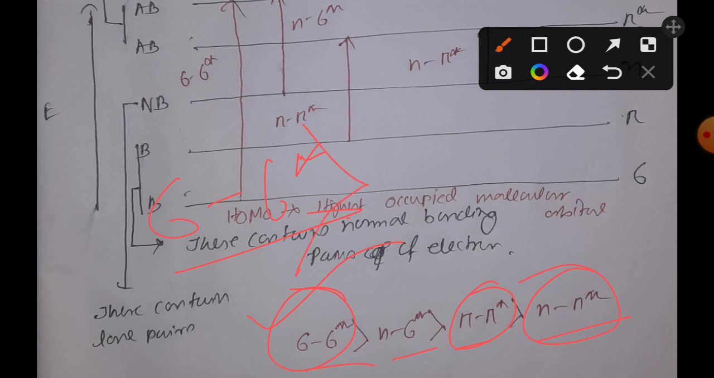Sigma to sigma star, I have told you that sigma requires more energy. Then n to sigma star, because the presence of pi cannot demand more energy than the sigma star, right? So n to sigma star will be the second one, then pi to pi star, because I have told you the same type of transition will require more energy, and at last the n to pi star transition.